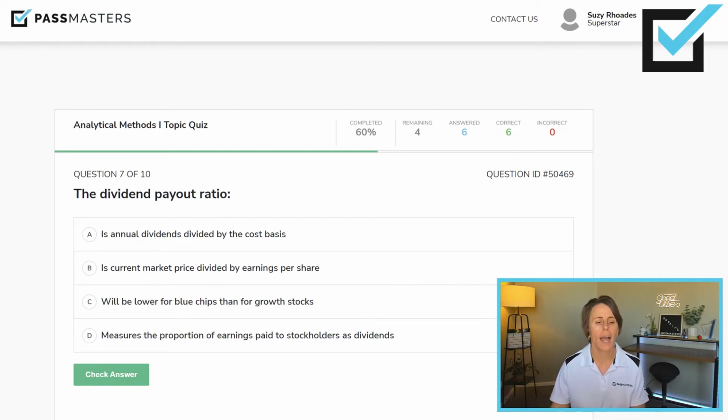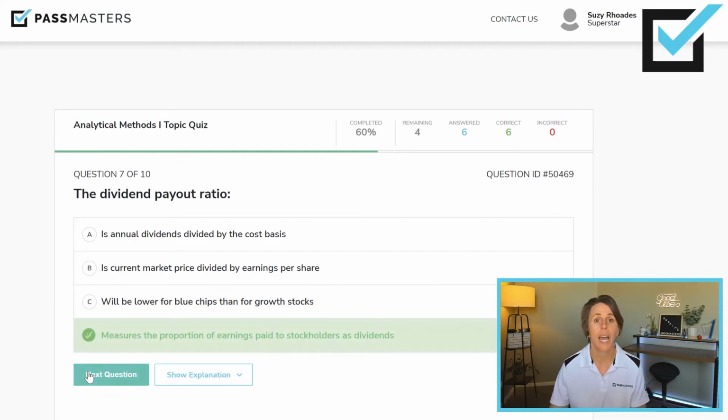Yes. So how much did they pay out versus how much was available for them to pay out? So earnings available for common, how much of that from the income statement did they pay out to their shareholders? A blue chip company is going to pay out more of their earnings to their shareholders than a growth company would. Remember, growth stocks pay low to no dividends.